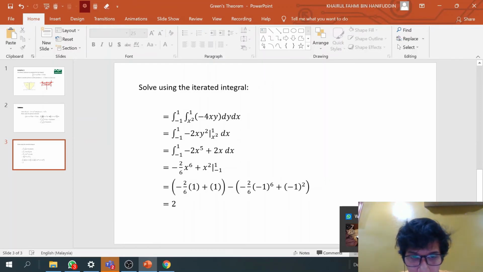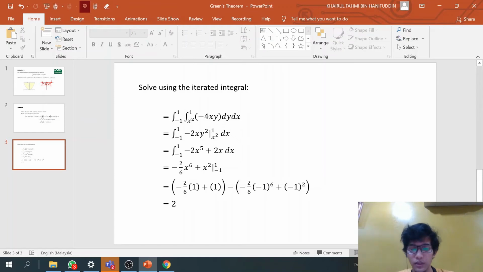So we get -2x to the power of 5 plus 2x. Then we integrate this, and we get this answer. And we substitute -1 to 1, we get this. And so the final answer is 2.